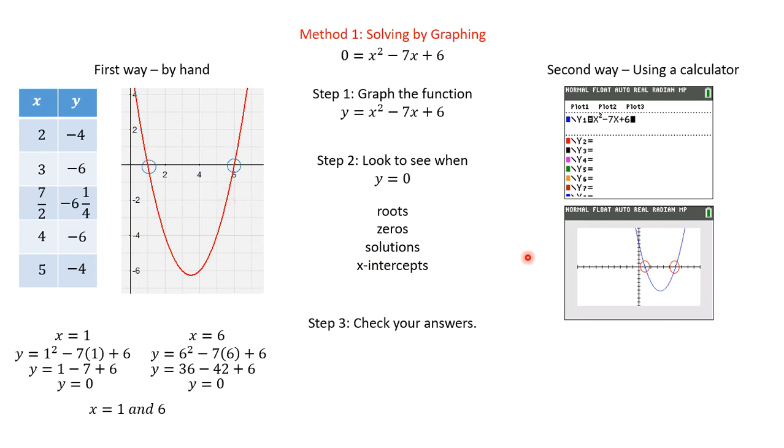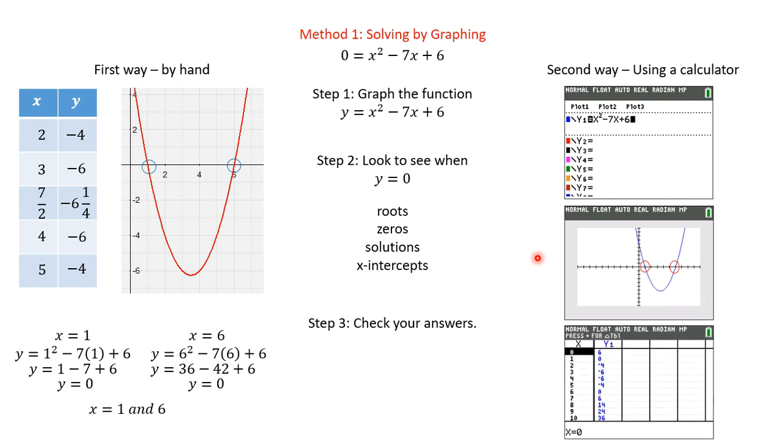And then we can go to the table. The table is the second graph button in these TIs. In other calculators, it might be different, but we can look at the table and see, and we're looking for when x equals 1 and x equals 6. So when x equals 1, y equals 0. And when x equals 6, y equals 0, which means that x equals 1 and 6. And so that's one way of using a calculator.